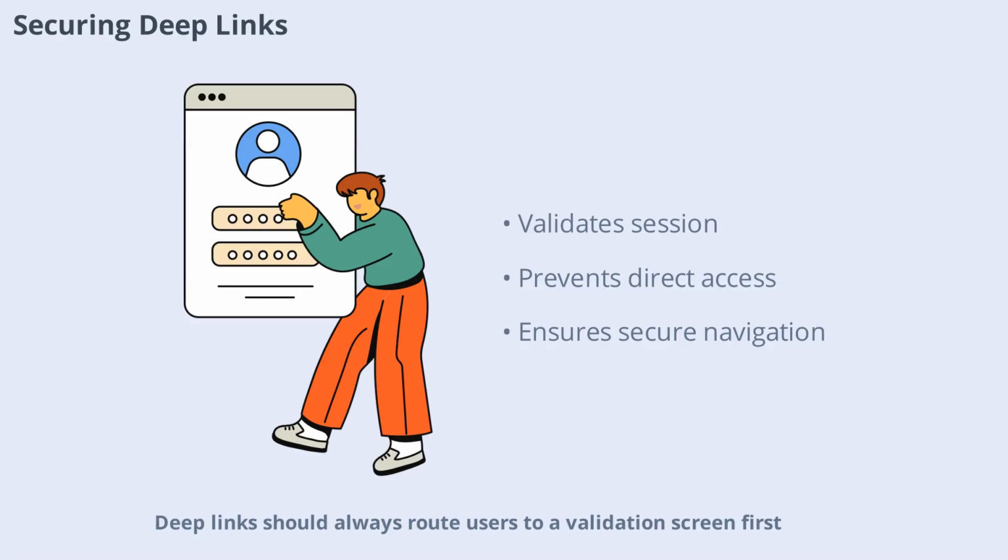Deep links should always route users to a validation screen first. Validate both the session and app lock state before allowing navigation to sensitive screens. If the app is locked, reroute to the app lock screen and resume upon successful authentication. Never allow direct access to protected content via deep links.